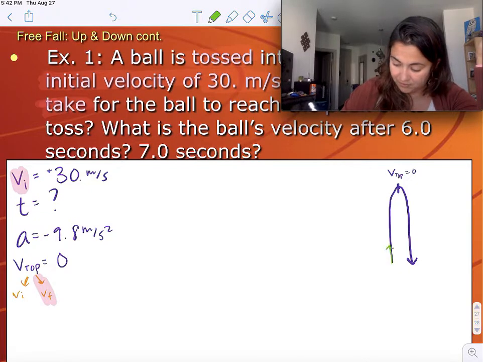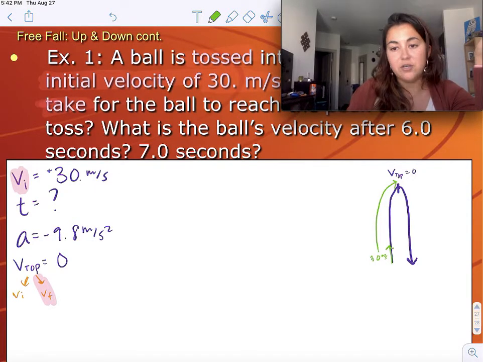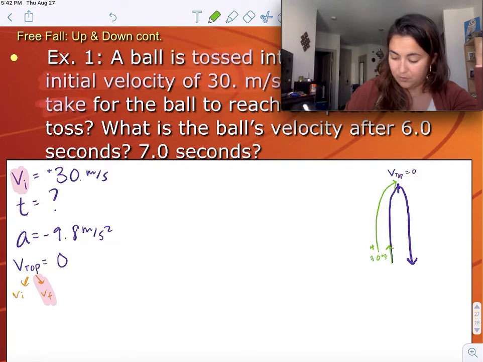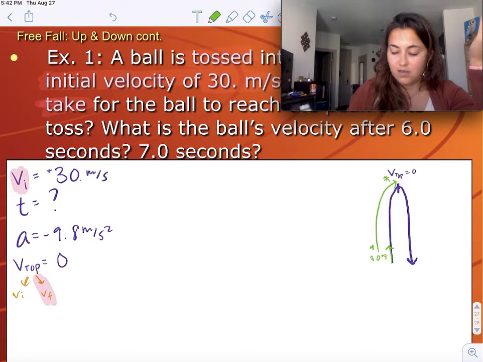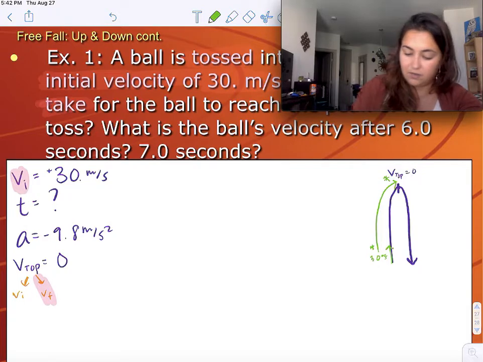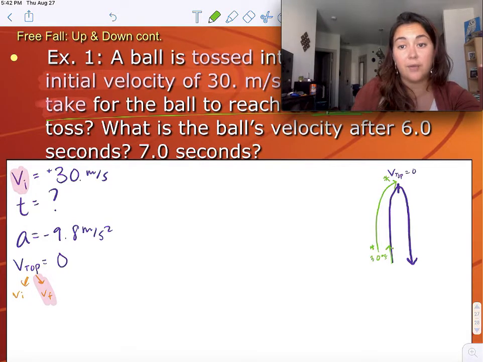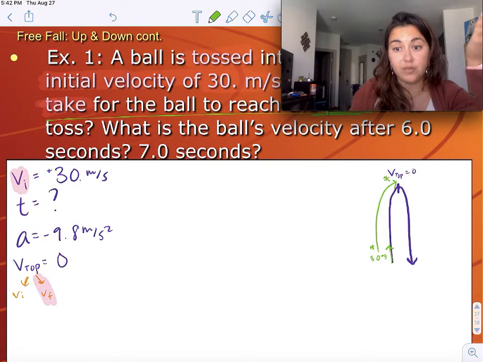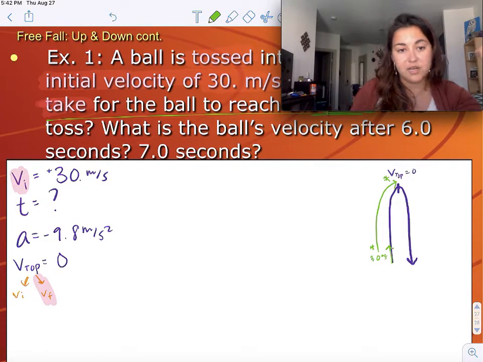The initial velocity is 30, and that happens at the beginning of the motion. If I treat 0 like the final, we are measuring from this point in the motion to this point in the motion. And what is the question asking? How long does it take for the ball to reach the top? That is specifically what they're asking for, that time for that motion. So that works out. Which equation am I going to use?